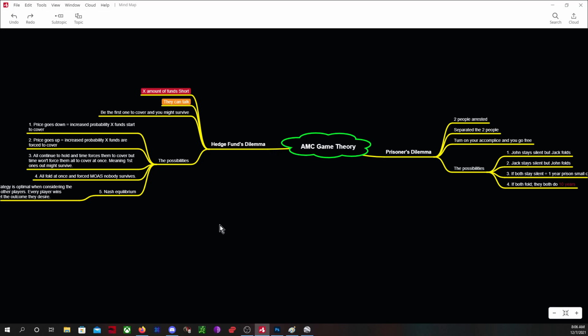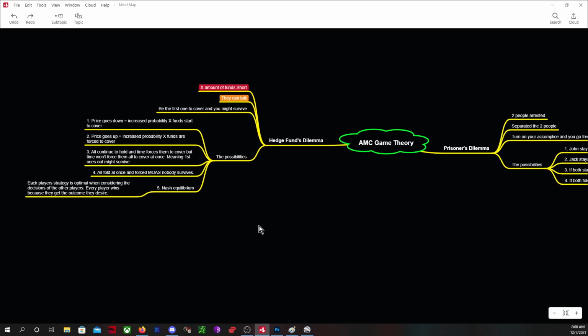And the fifth, and I think this is what Ken Griffin or Citadel is planning, is to find a Nash Equilibrium. Now, a Nash Equilibrium states each player's strategy is optimal when considering the decisions of other players. Every player wins because they get the outcome they desire. I think that Citadel is aware of the almost religious following within the ape community that they are not going to sell. I don't think they're idiots. I think that they're very much aware that the apes aren't willing to sell. And I think that the hedge funds are in a position where there's no way out for them except to find a Nash Equilibrium. So the question is, what is Nash Equilibrium?